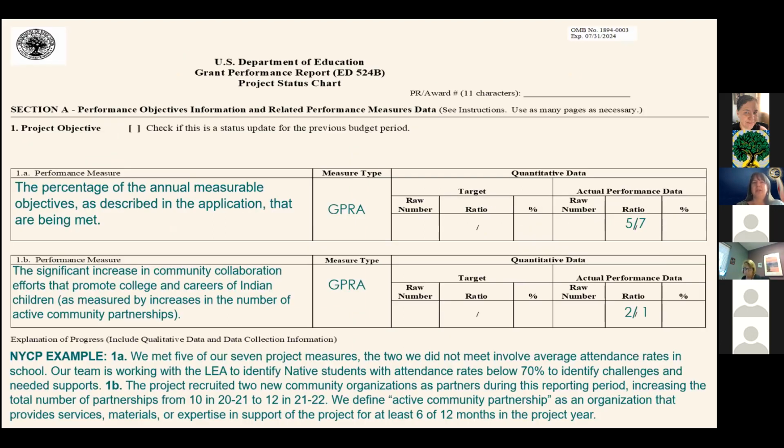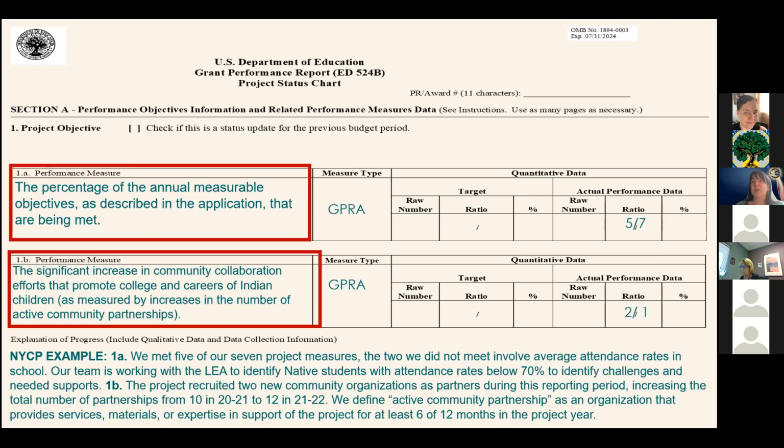So let's take a look now at how this might actually look in the project status chart for section A. These are examples of GPRA measures, and just for today, for the sake of an example, I've included them both on one table. When you're doing your actual reporting, you might have these GPRA measures on their own separate tables, but just for ease of facilitating, I put them on one for us today.